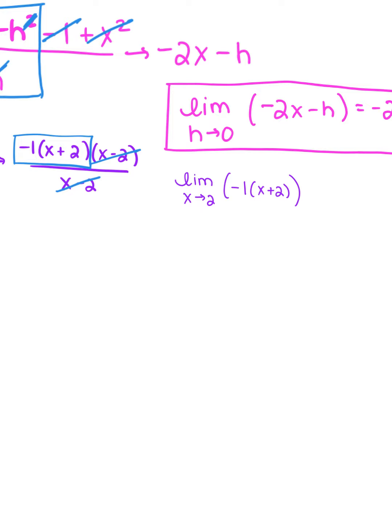But now I'm set to where I could actually plug this in. I could put a 2 here. So 2 plus 2 is 4, and then times negative 1, and I get my answer that I was looking for of negative 4, which again matches up with what we found on the previous problem.